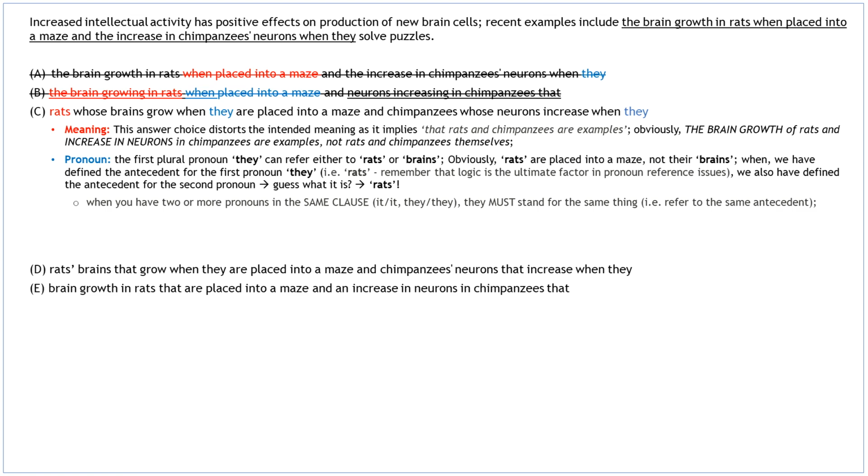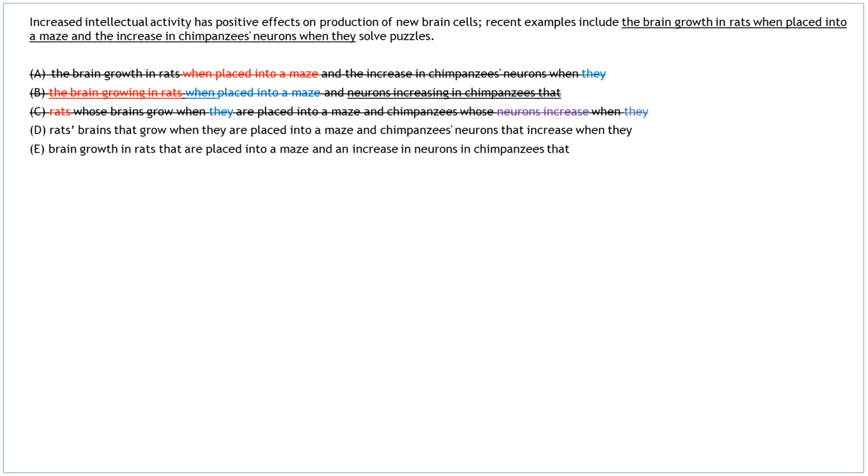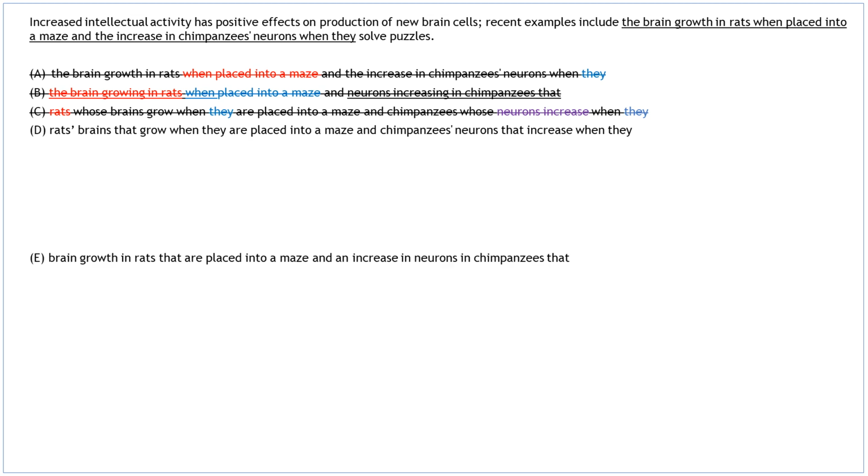After we have defined the antecedent for the first pronoun they, that same antecedent is the antecedent for the second pronoun they. When you have two or more pronouns in the same clause, they must stand for the same thing, the same antecedent. Also, construction neurons increase is unidiomatic, neurons cannot increase or decrease. The number of neurons can increase or decrease. Eliminate this answer choice, and move to answer choice D.